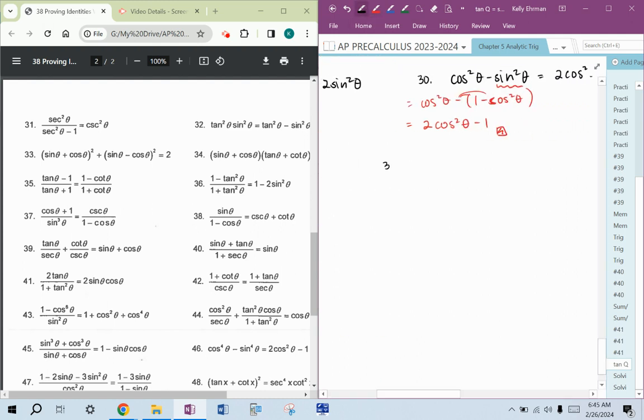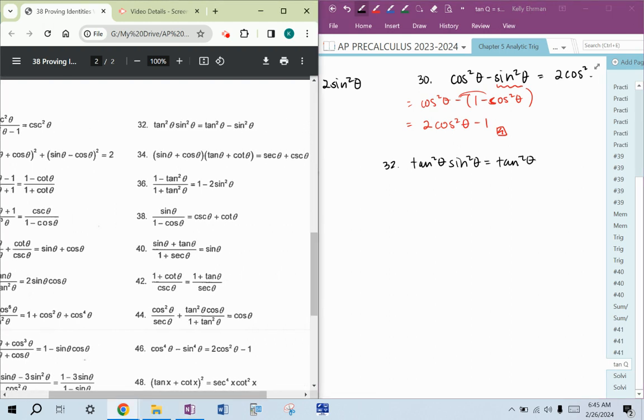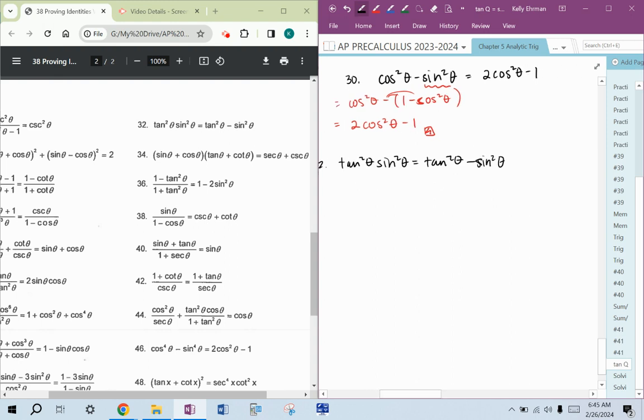Number 32, we have tangent squared theta times sine squared theta is equal to tangent squared theta minus sine squared theta. I always think that's kind of interesting, that two things multiplied are equal to the difference of the two things. That's strange. So which side do you start on? There's usually more math to do on the addition or subtraction side. So let's go to this side.